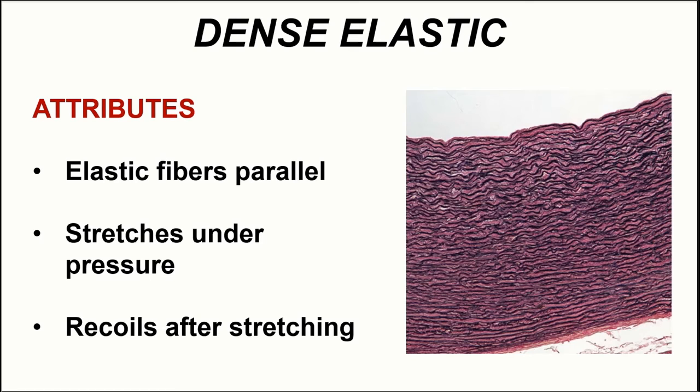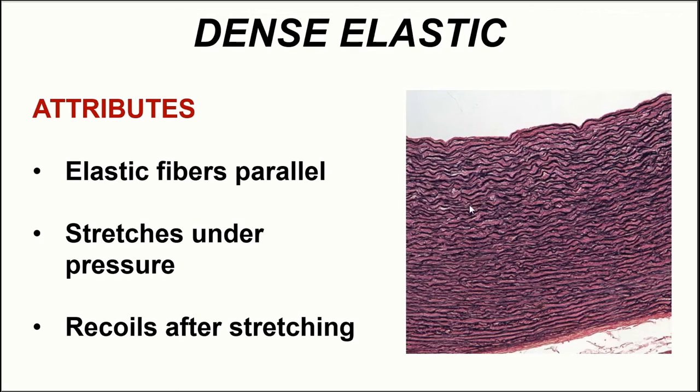As the name dense elastic implies, the primary fiber type that we see in dense elastic connective tissue are elastic fibers. And elastic fibers are really known for being able to stretch under pressure. That is, they can stretch when a force is applied, and they can recoil after that stretching force is removed. And so this is really what makes elastic connective tissue different than collagen-based connective tissue, because collagen-based connective tissue doesn't really stretch in the same way that elastic connective tissue can.